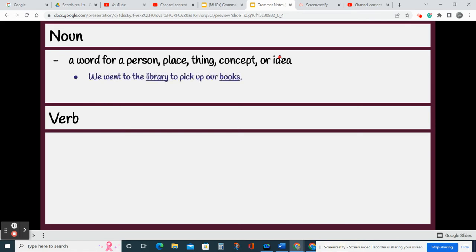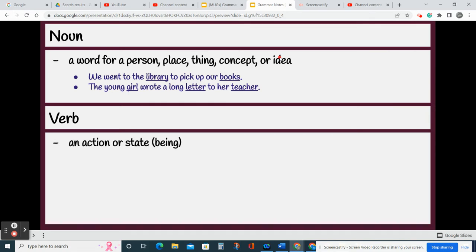We went to the library to pick up our books. Library is a place. Books are the object or the thing. The young girl wrote a long letter to her teacher. The girl is a person. Letter is your thing. Teacher is another person. These ones are easy enough to understand.